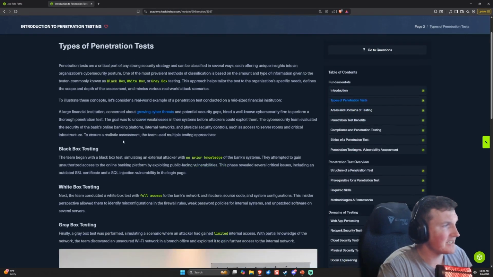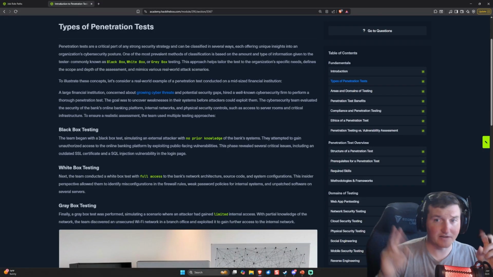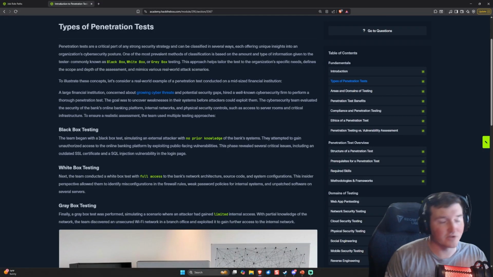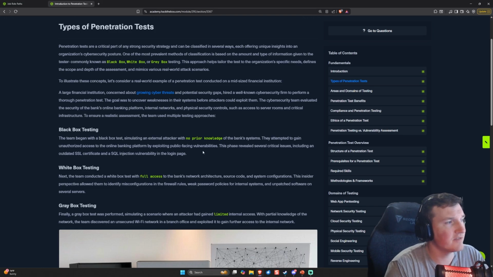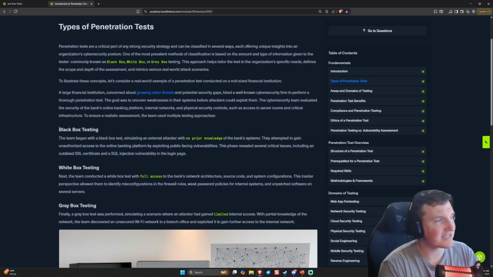All right, types of pen tests. We have our black box. That means you don't know anything about the company, quote unquote, right? It's just as if an attacker would do it. Now, I'm not a big black box testing fan, because it's not realistic.